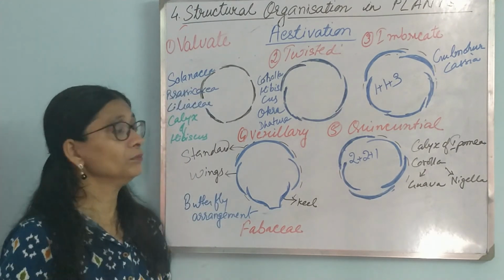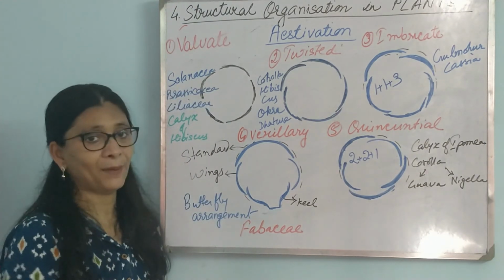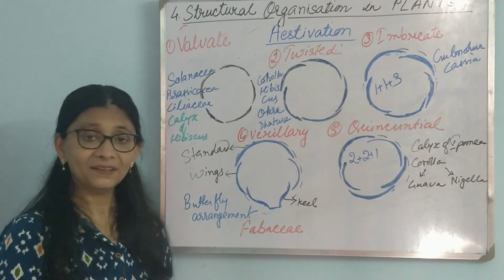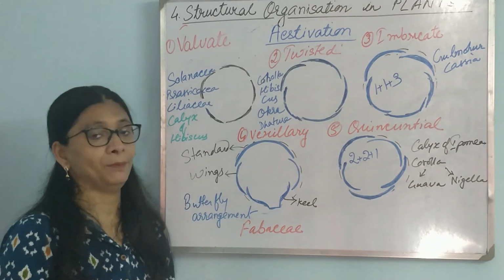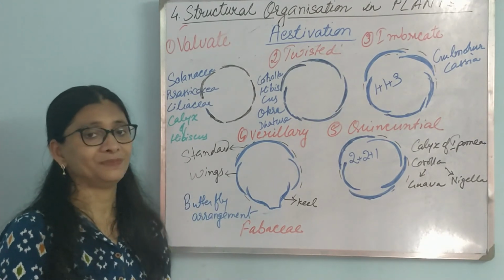So with this we come to the end of aestivation. Remember the examples and practice the diagram. With that you can remember the examples. Make some formula with which you can remember the examples. So that's all.